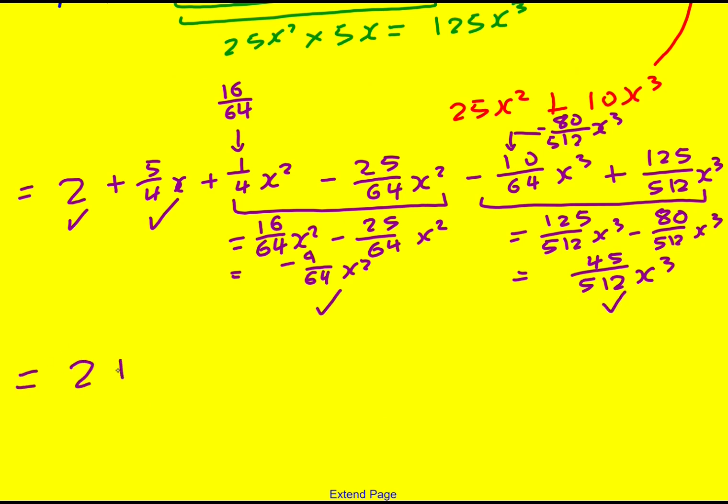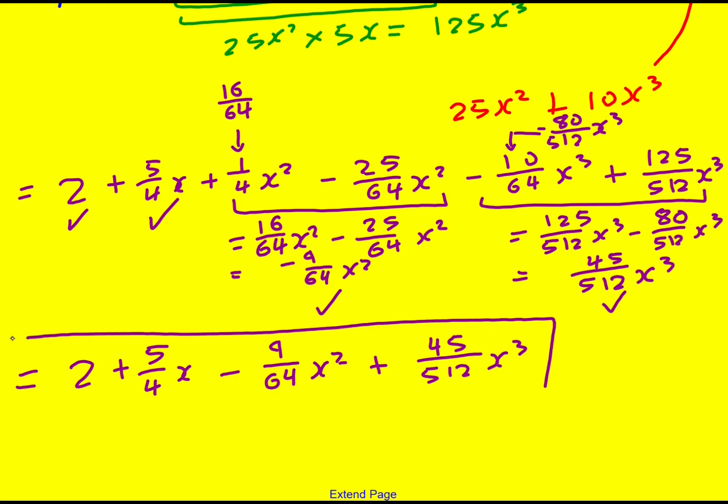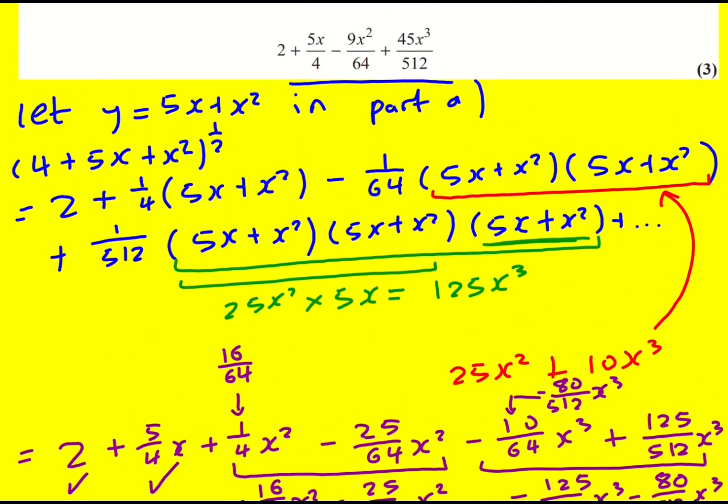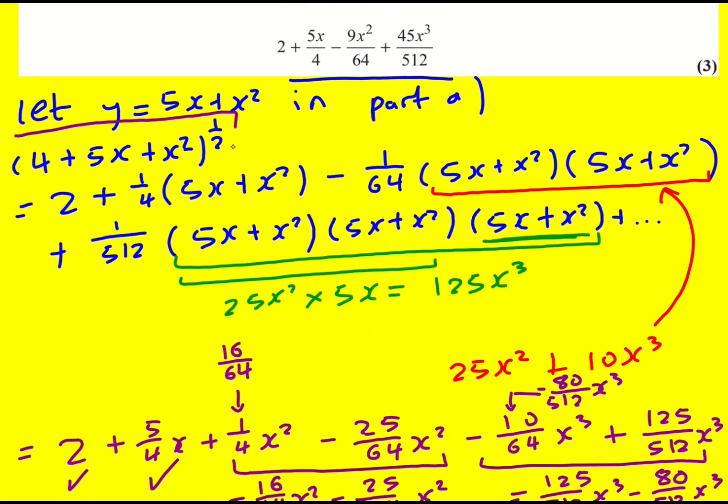So finally, just going to write it a little bit more neatly. 2 plus 5 over 4x minus 9 over 64x squared plus 45 over 512x cubed. Okay, that is our binomial expansion up to x cubed of this more complicated expression.